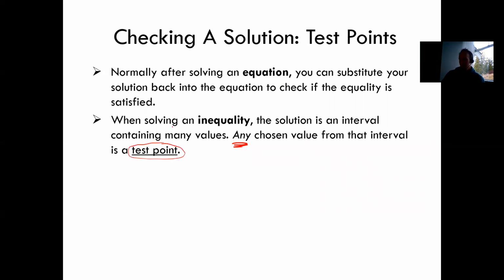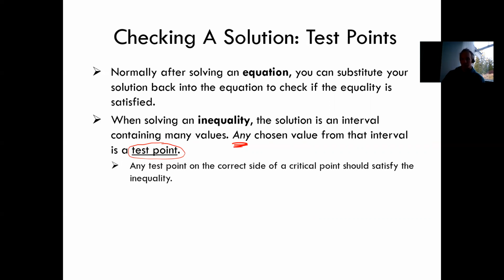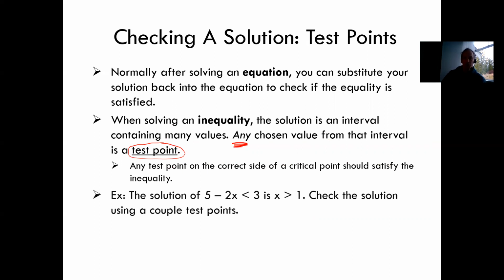So while we can solve totally graphically, we can also do a little bit of algebraic work. Any test point on the correct side should satisfy the inequality. For example, the solution of 5 minus 2x is less than 3 is x is greater than 1. Okay, we solved that on the last slide.